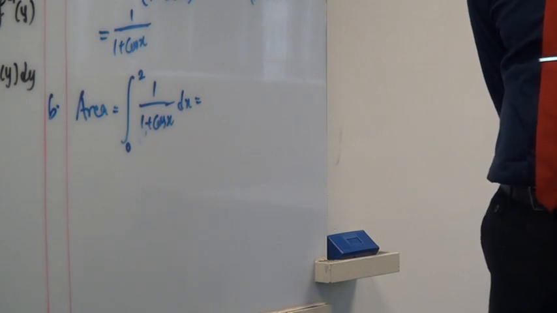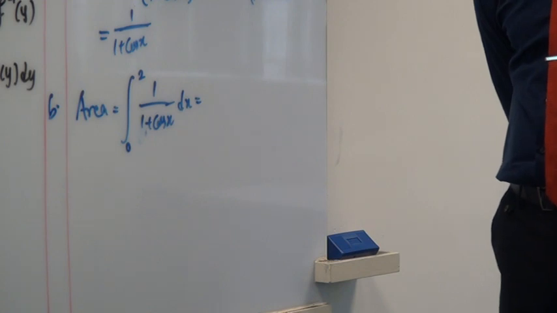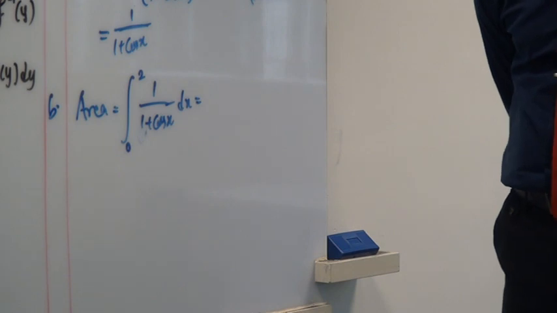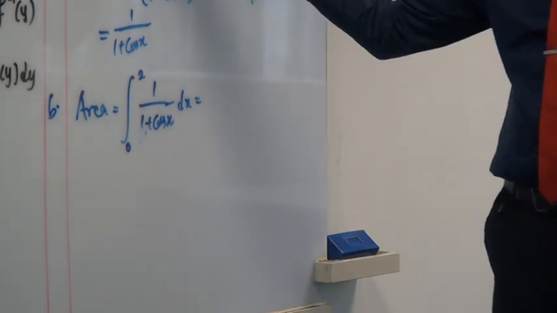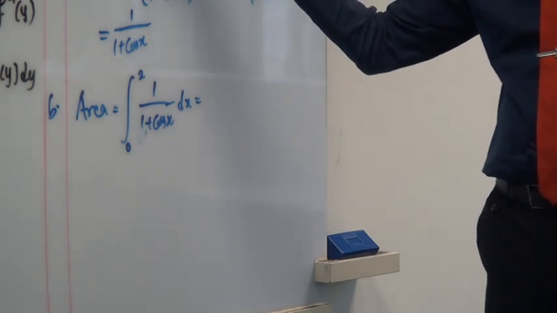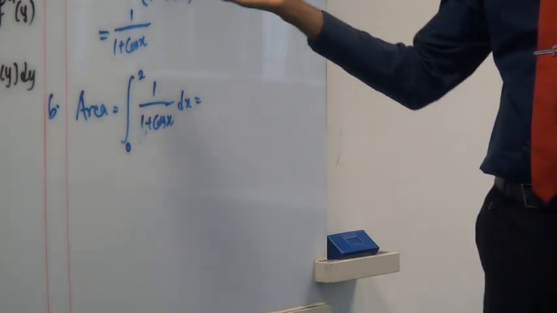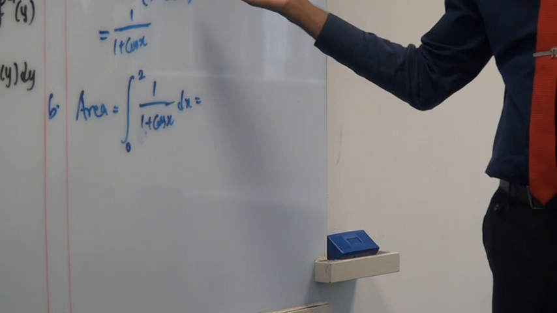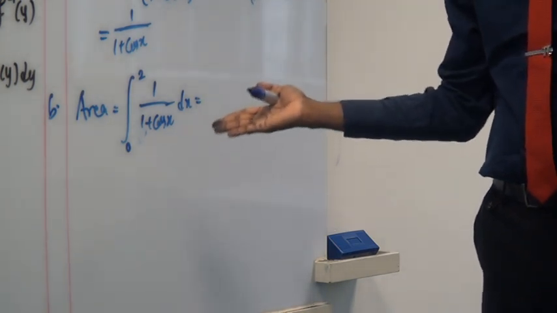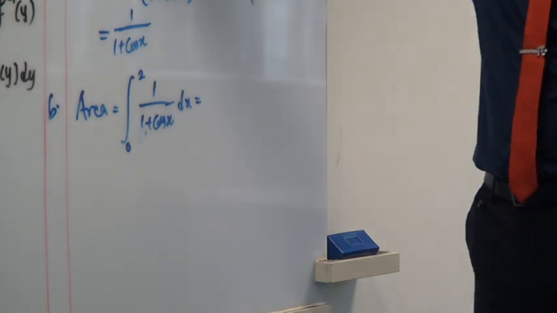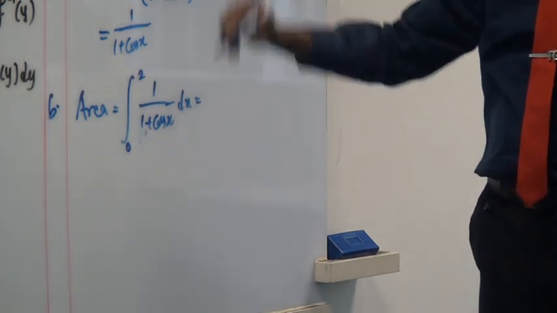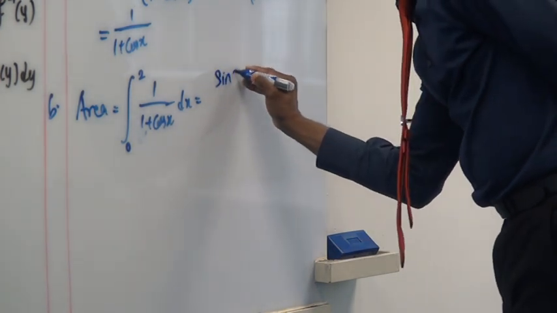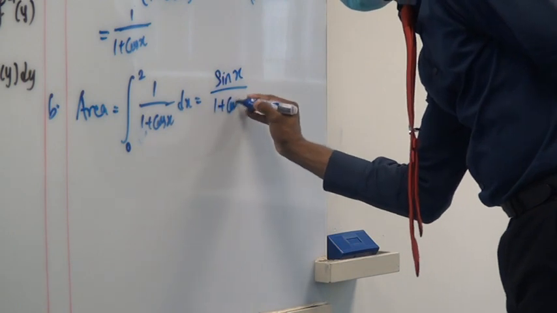Please speak louder. Why? It's all here. That's the reason you were asked to differentiate. You need to be able to make connections. That's the only reason you were asked to differentiate, so that when you integrate, you don't need to waste your time anymore. If the derivative of this function is this, then the integral of this will be this. That's all. So this is simply sine x divided by 1 plus cos x.